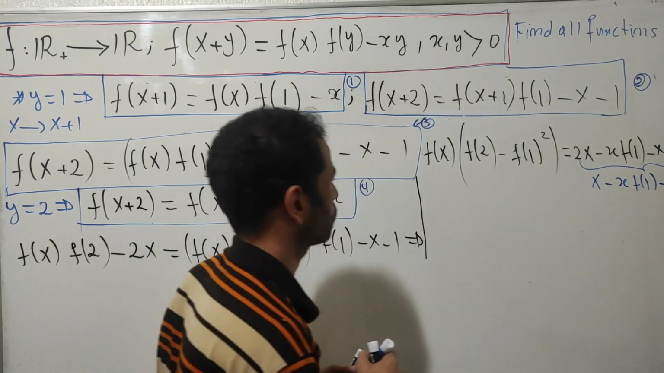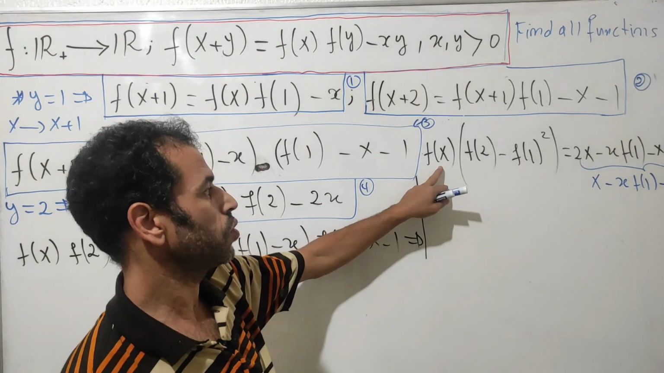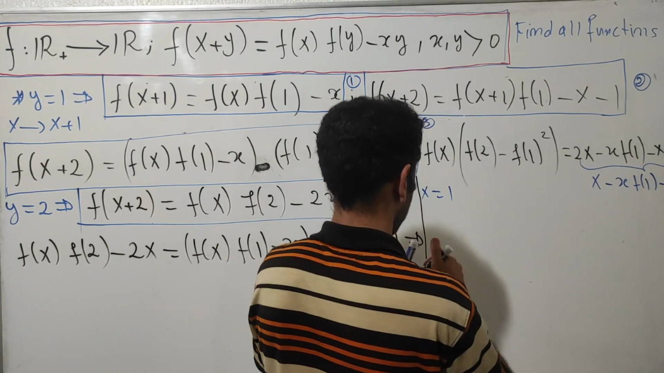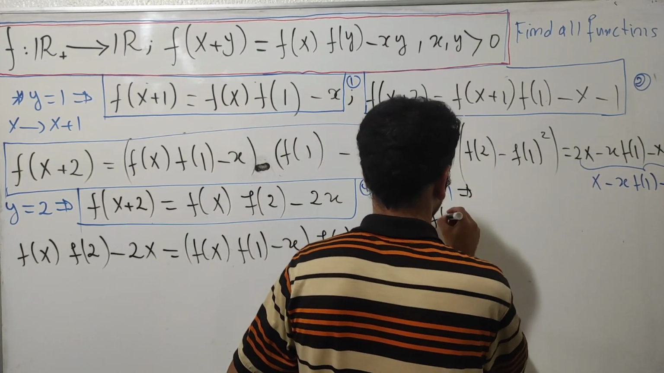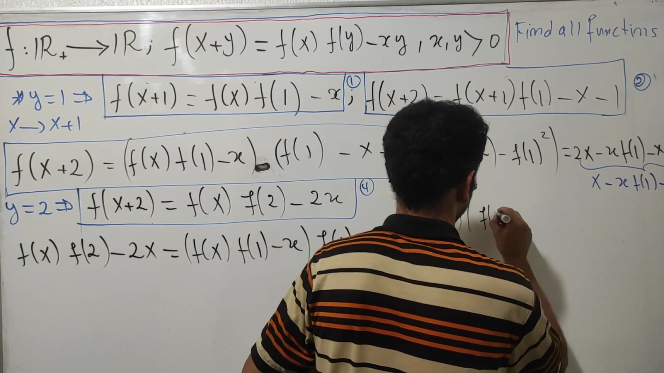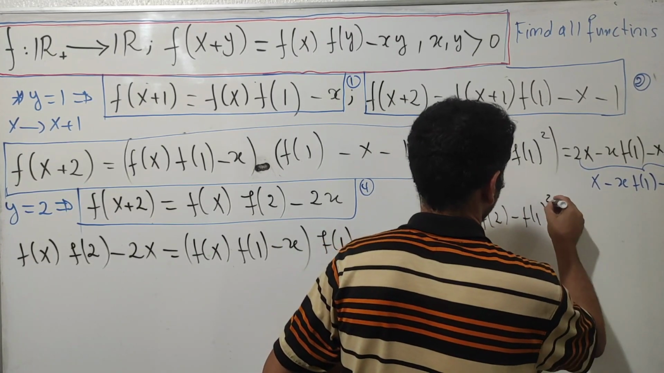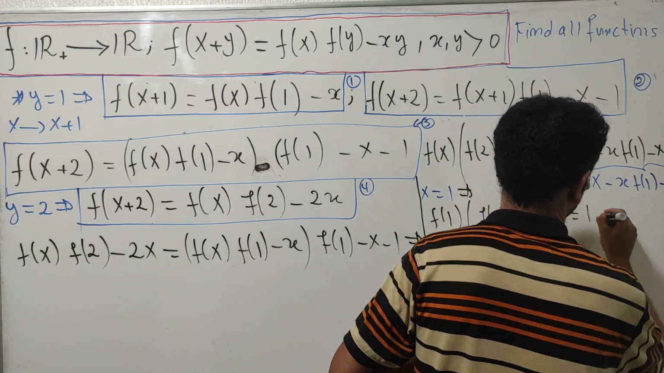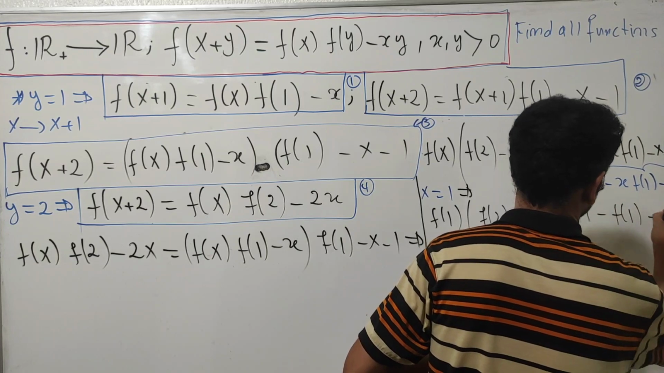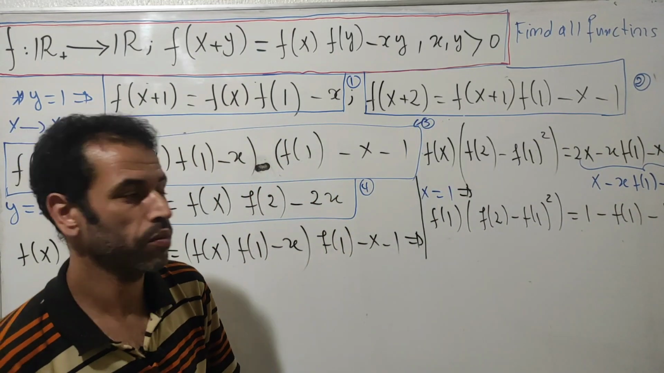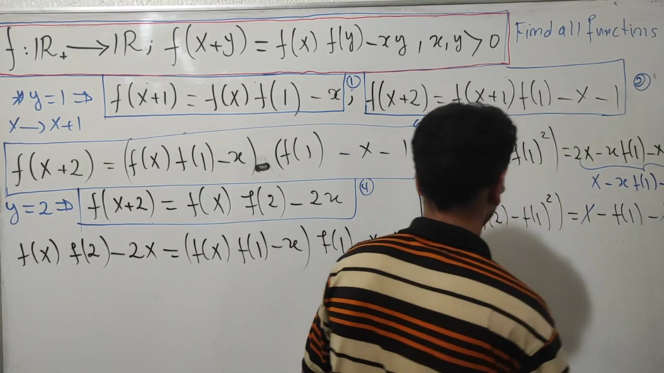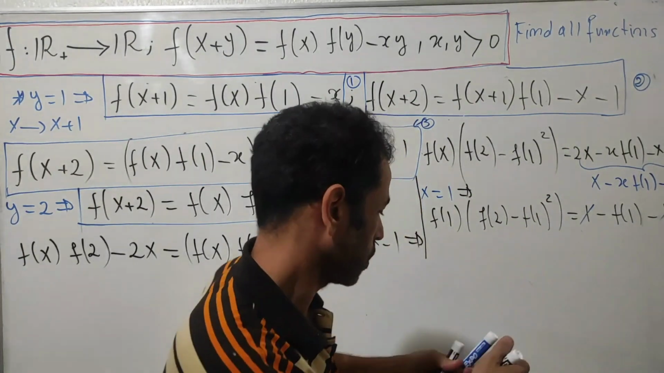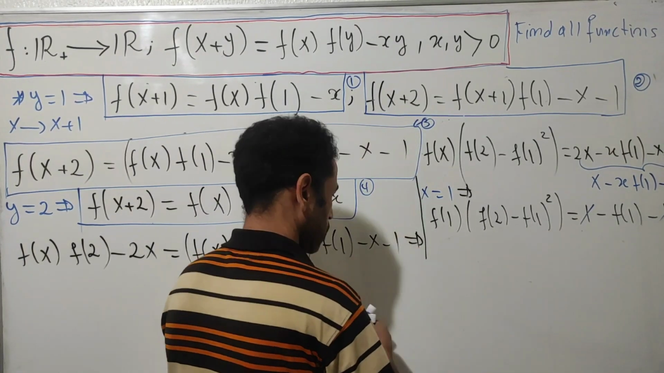Let's replace x with number 1 here. So x with 1, I get f of 1 multiplied by f of 2 minus f of 1 squared, which equals 1 minus f of 1 minus 1. So I will have some cancellation here, so this one is going to be cancelled out with this one. So now I'm going to divide both sides by f of 1, but be careful here.